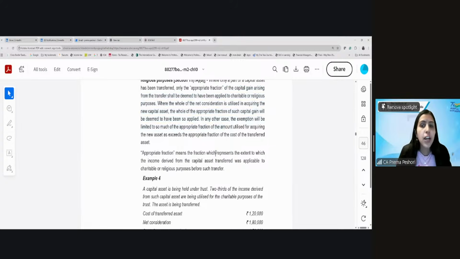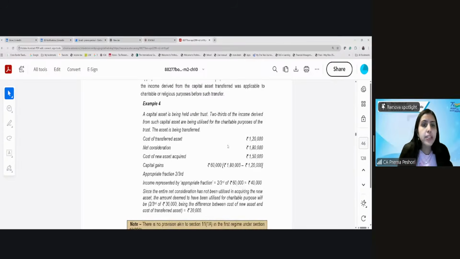What is the fraction? The fraction is basically the income derived from the capital asset which was for that charitable or religious purpose. So let's say, for example, the cost of the asset transferred was 1.2 lakh, the consideration was 1.8 lakh. So 180 minus 120, 60,000 is my capital gain. Now the cost of the new asset acquired is 1.5 lakh. The appropriate fraction is 2/3 of the income derived, utilized for the charitable purpose. So only 2/3 of 60,000, 40,000, is what we will consider as being applied.